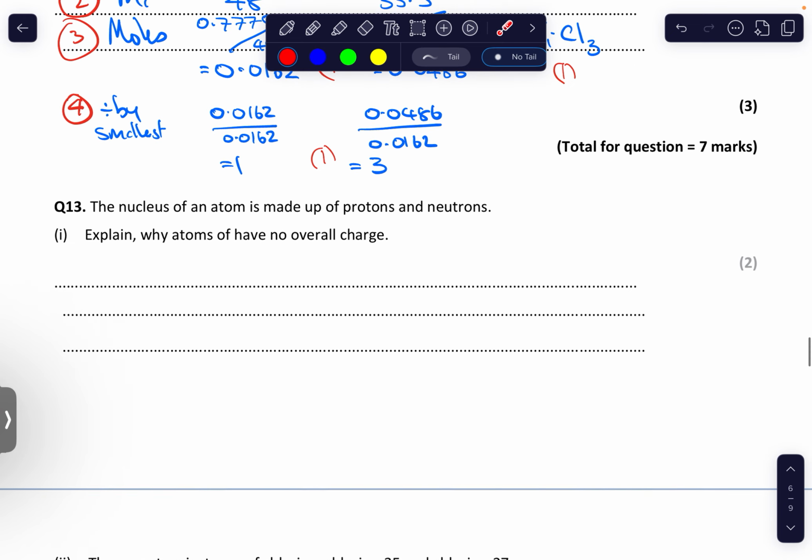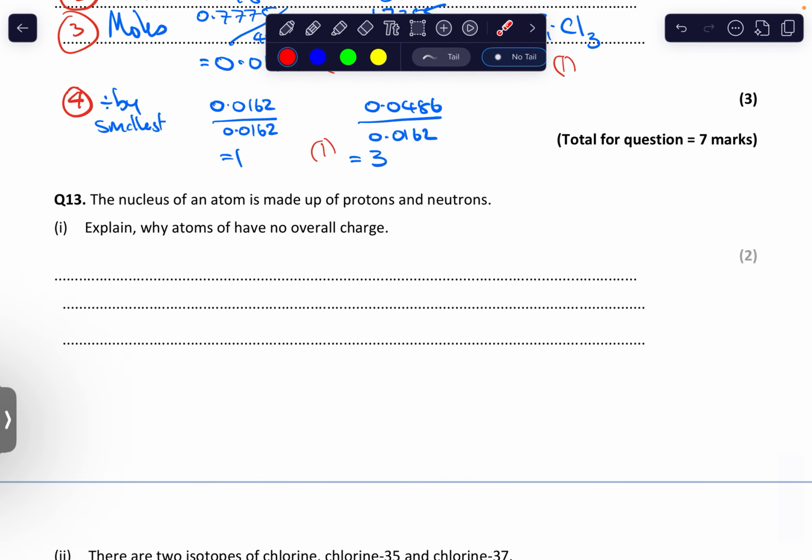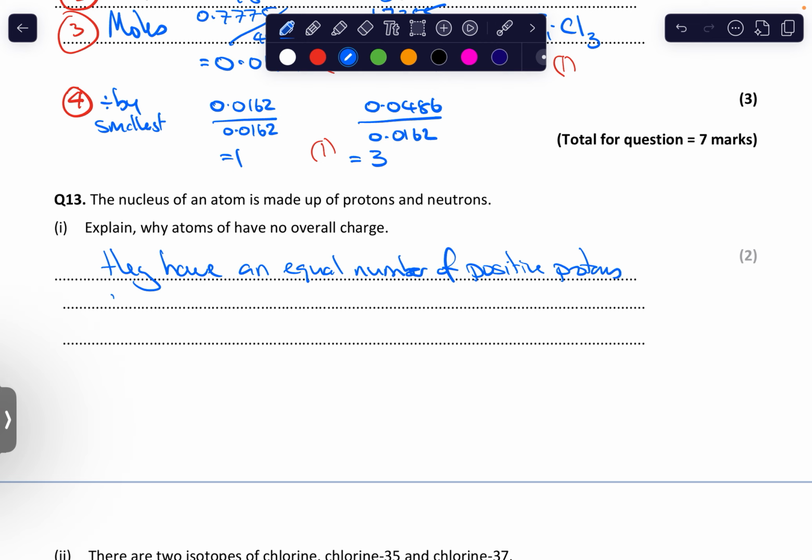Okay, the nucleus of the atom is made up of protons and neutrons. Explain why atoms have no overall charge. This is because they have an equal number of positive protons and negative electrons. The key thing in there is identifying that protons and electrons have opposite charges and that the number of them is equal. So if I've got 10 protons, I've got 10 electrons.